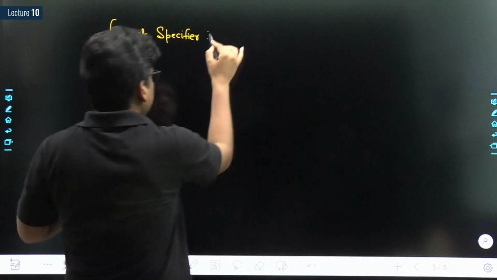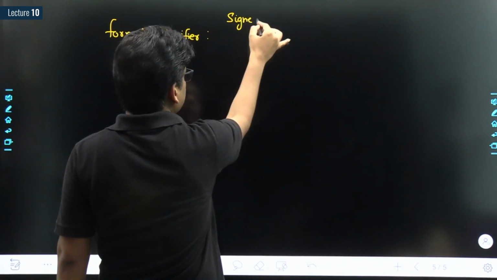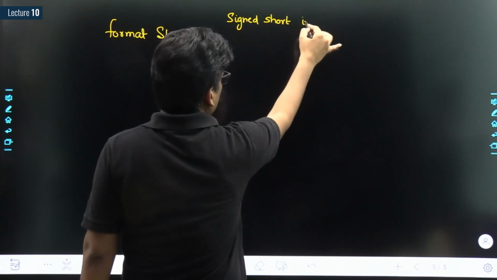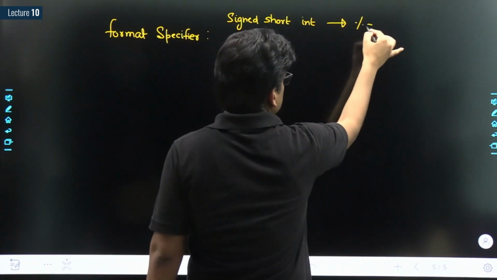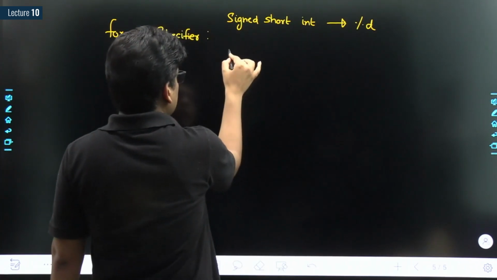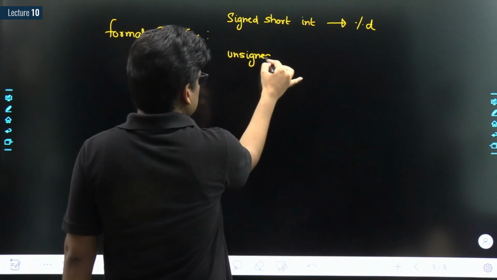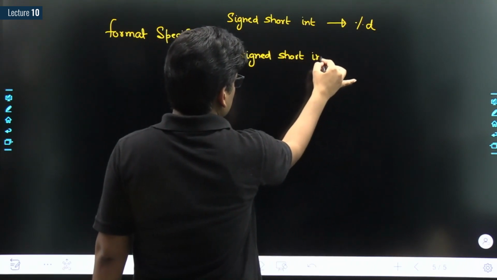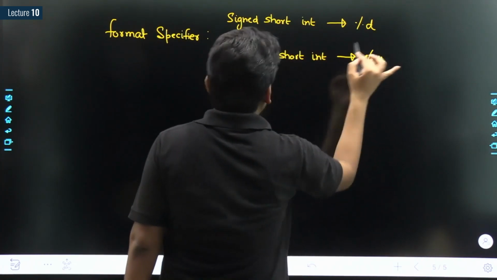For signed short int, the format specifier is %d. Sir, similarly, there must be some format specifier for unsigned short int also. Yes, and it is nothing but %u. Okay, sir.